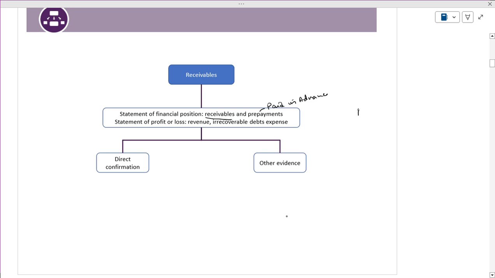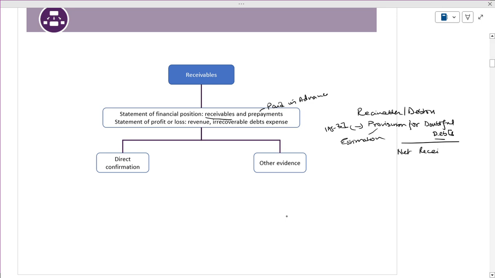Whenever we have the receivables, the debtors, what will we do? You will make the provision for doubtful debts. We are going to do this as per IAS 37, and it is only an estimation. Then you will show the net receivables.